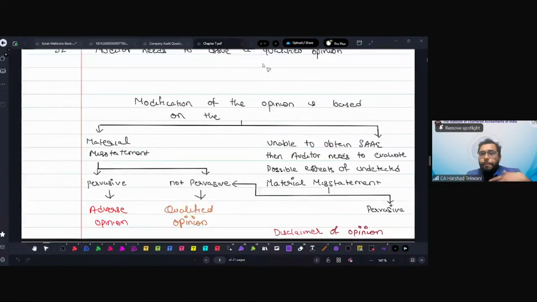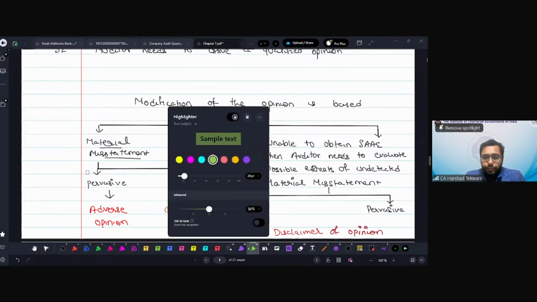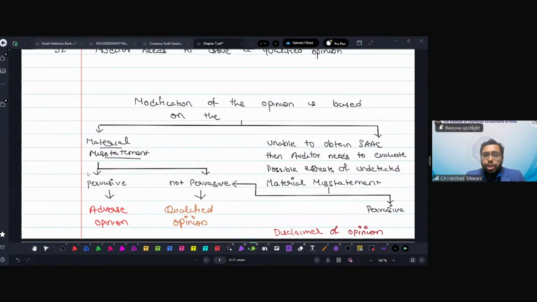Very good. So based on the pervasiveness and my materiality, I provide the opinion. First of all, modification comes when there is a material misstatement. If there is a material misstatement, the second thing you need to understand is whether this material misstatement is pervasive or not.